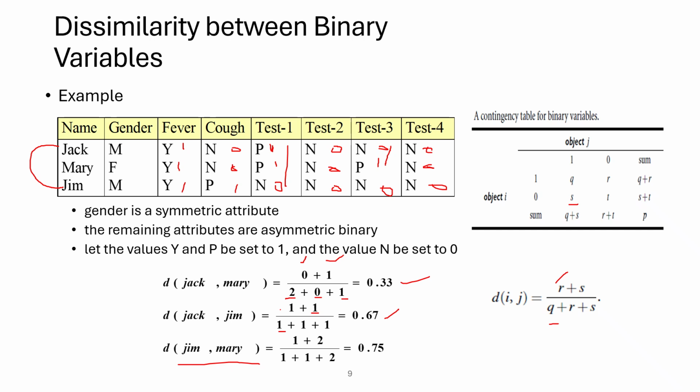And then you come to the dissimilarity between the other binary variables, Jim and Mary. So Jim and Mary we are going to find out. What is R? R is 1 and 0, with Jim as the first object I. Yes, I have one possibility, which is cough. Only one R, which is 1 and 0, I have.